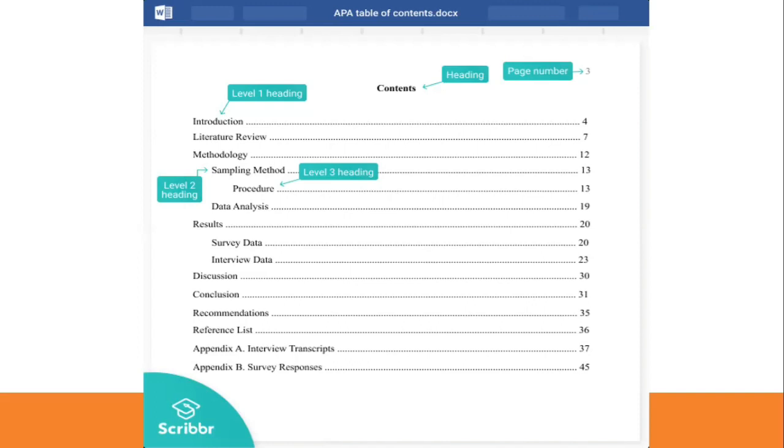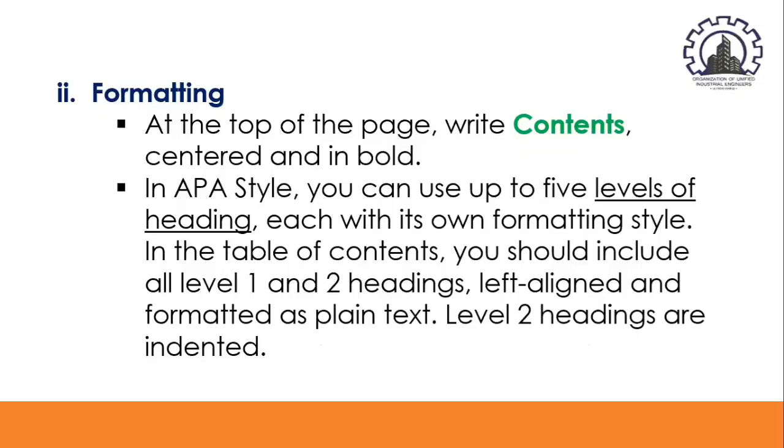Now, in the left side, as you can notice, you have there level 1 heading. And take note that it should be bold, okay? So level 1 heading. For the level 2 heading, it's indented, okay? And for the level 3 heading, it's also indented. And like I said earlier, you can use up to 5 levels of heading.